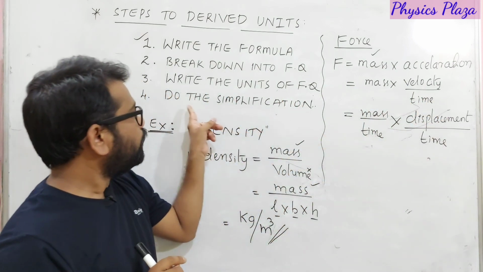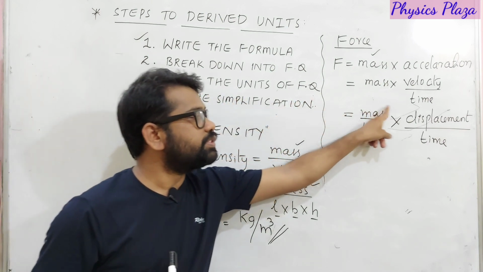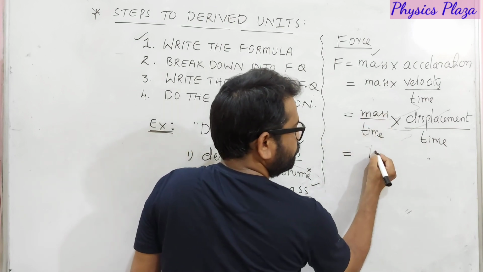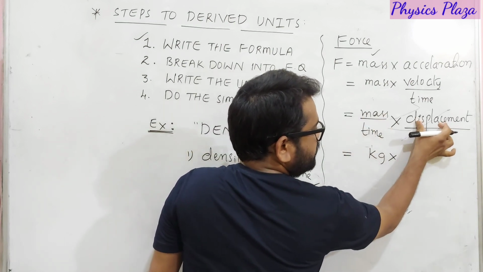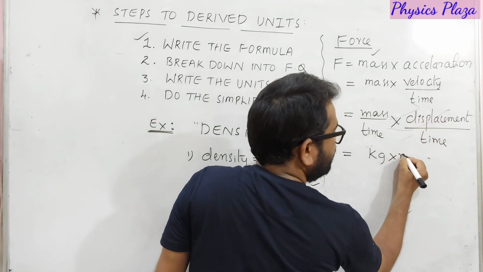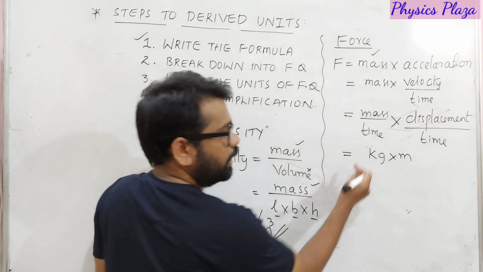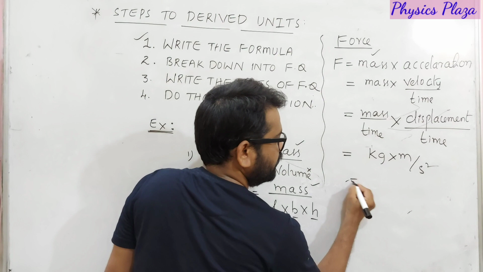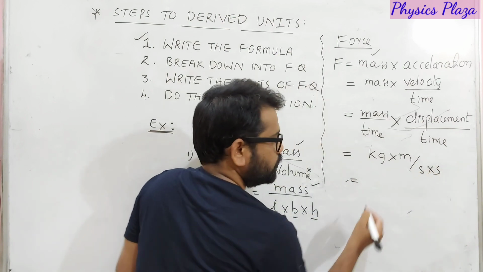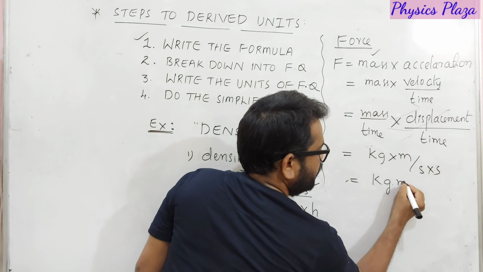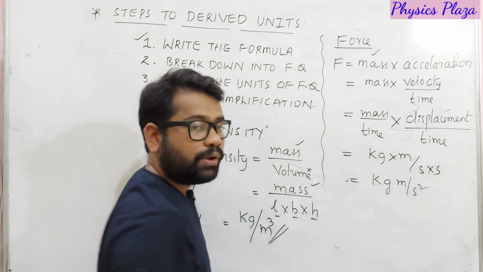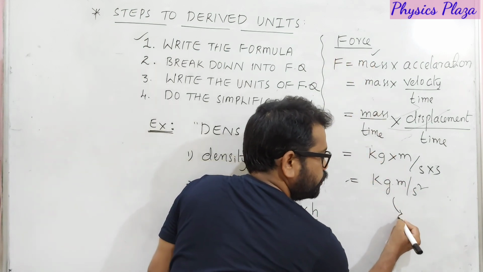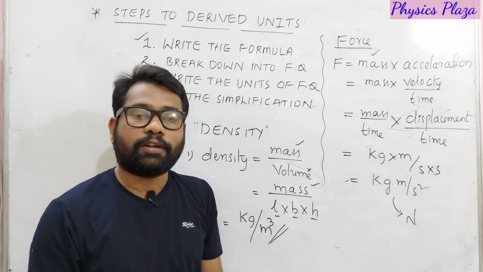Third step, what do we have to do? Now write the units of the fundamental quantities which are involved. What is the unit of mass? Kg, into displacement, which is meter, and time is second. Second into second will be second square. So we can write it as kg meter per second square. So kg meter per second square is the unit of force. Of course, this we can call a Newton.